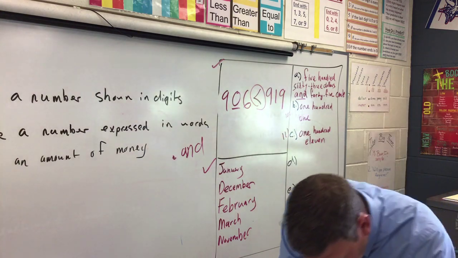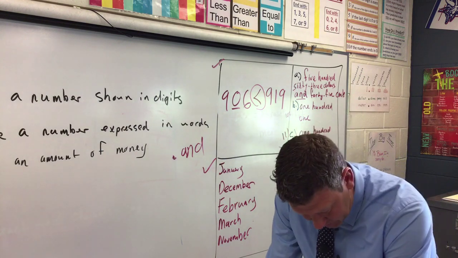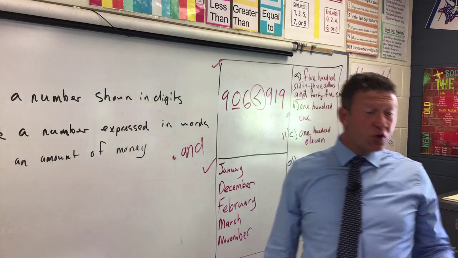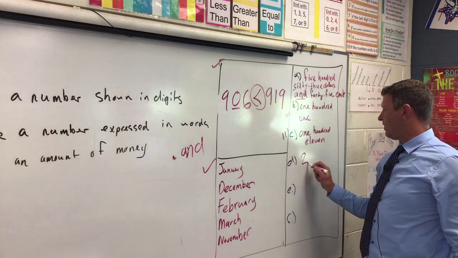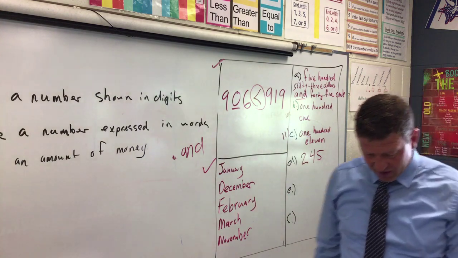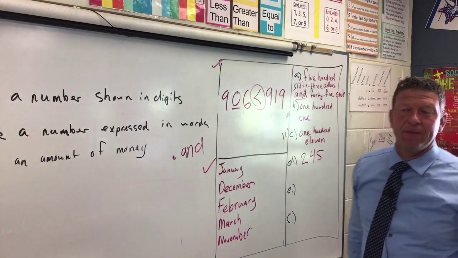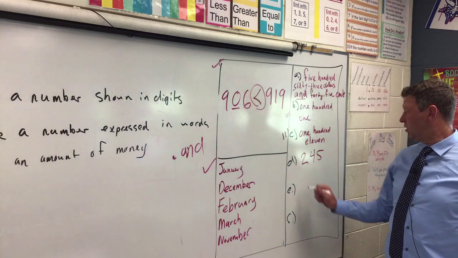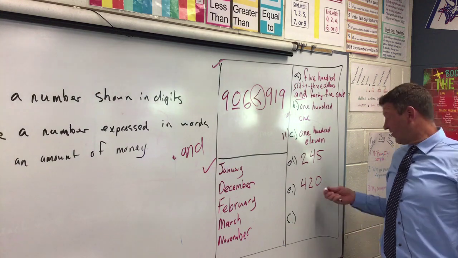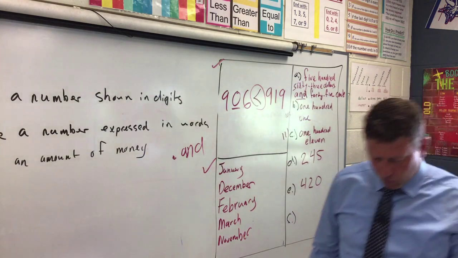D. Now they give you words. I like to read it twice to make sure I have it correctly. D says use digits to write 245. 245. Moving on. Use digits to write 420. 420. That 0 has to be there. That's the 20. 4 in the hundreds and 20.